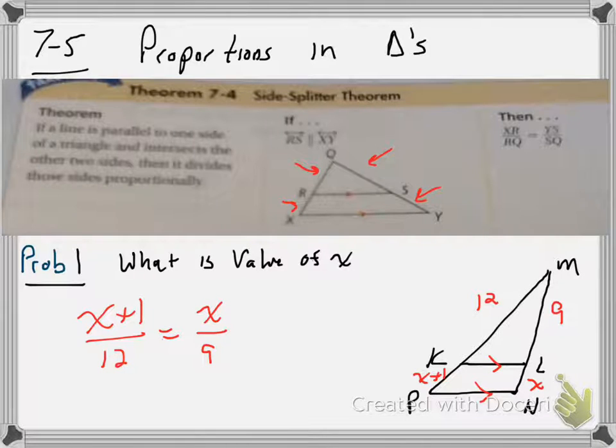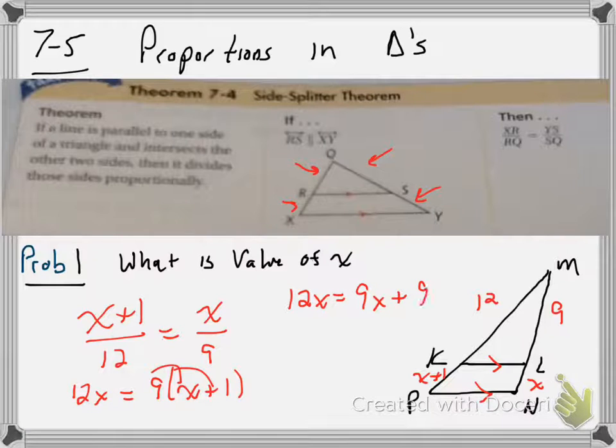Now let's cross multiply. 12 times X is 12X. And remember, when we go ahead and multiply across, 9 times X plus 1, I've got to distribute the 9 to both things. So I end up with 12X equal to 9X plus 9. Subtract 9X. I get 3X equals 9. Divide by 3. X equals 3.